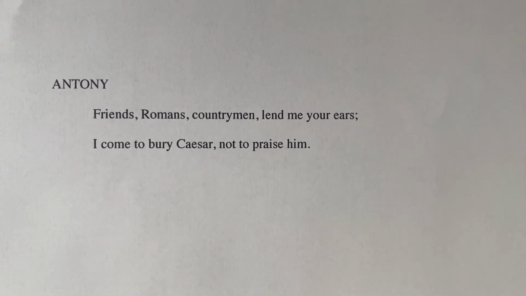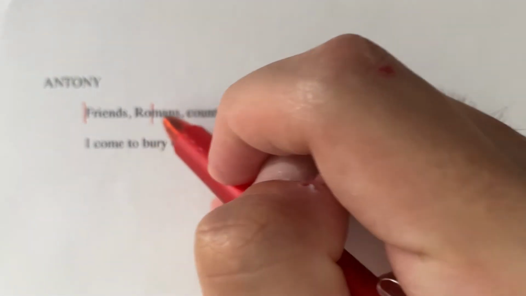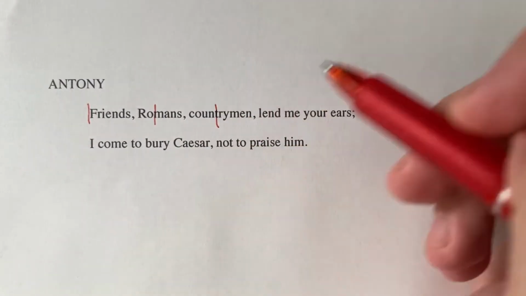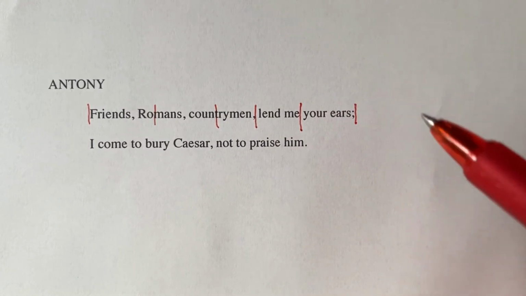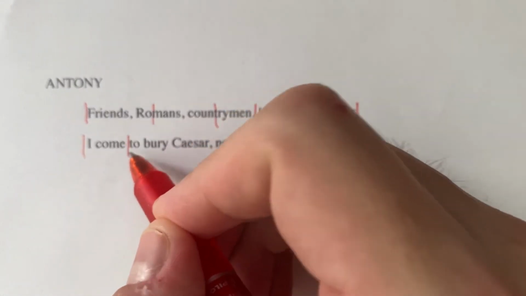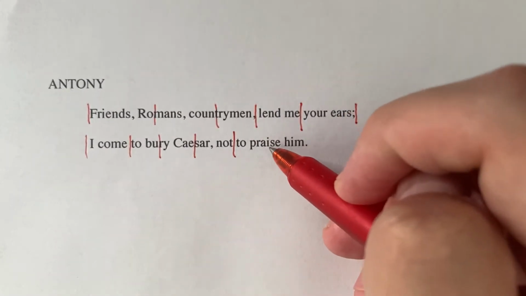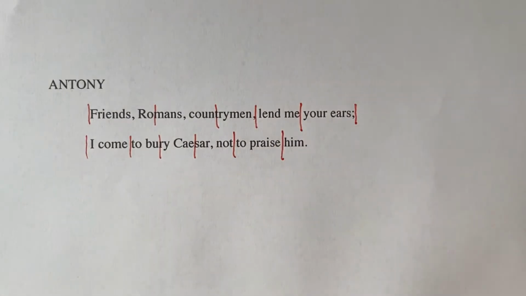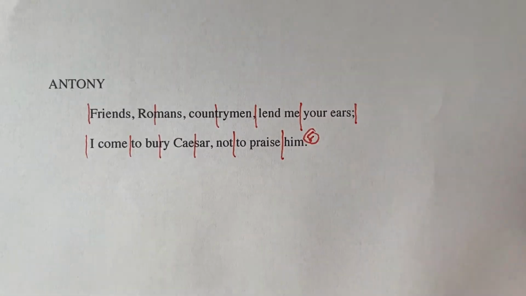So here's our famous example. This is Mark Antony's "Friends, Romans, Countrymen" speech from Julius Caesar. So let's go ahead and plot out our syllables. So friends, Romans, countrymen gets split, lend me your ears. I come to bury Caesar, not to praise him. Ooh, so we got a feminine ending here. Gonna mark that right away.